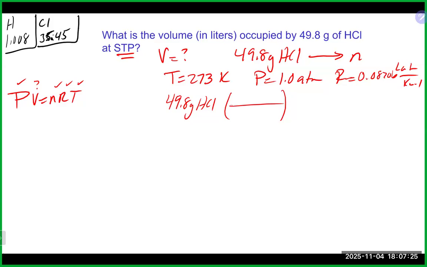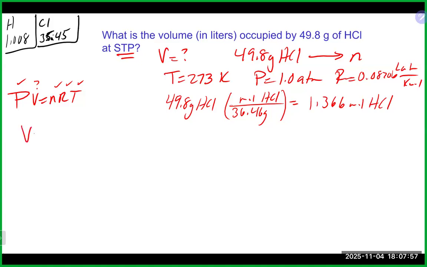So 35.45 plus 1.008. Going to get you about 36.46 grams per mole. We'll go 49.8 divided by 36.46 and get us about 1.366 moles of HCl. So now we do have the moles, our temperature is in Kelvin, everything else is good.